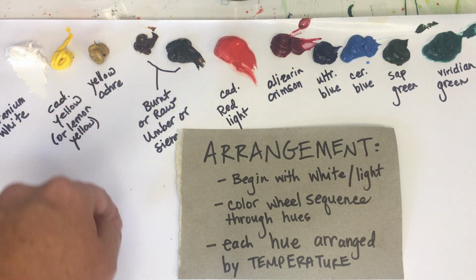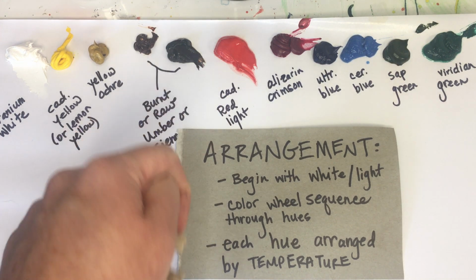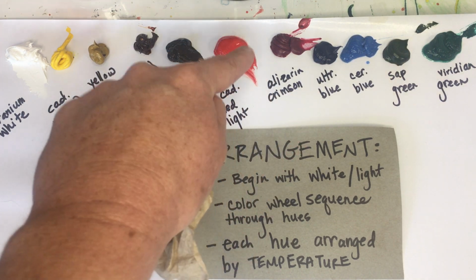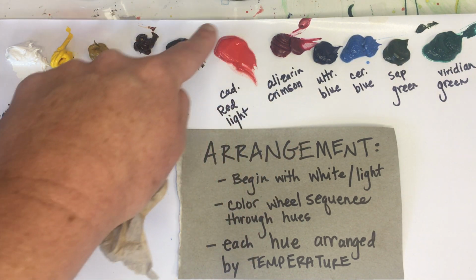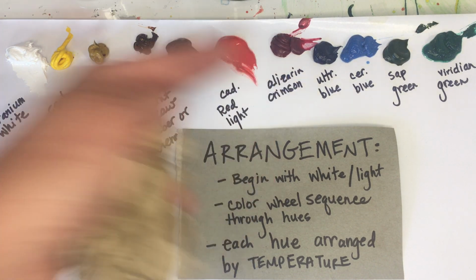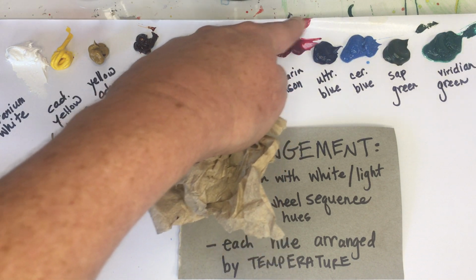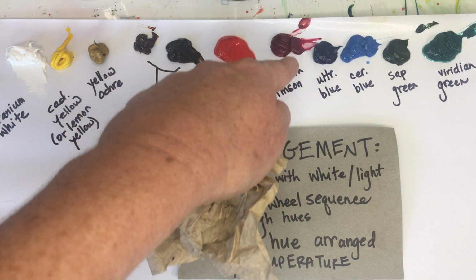This is warmer, that's cooler. Within the oranges, sienna is warmer, umber is cooler. Cad red light and alizarin crimson. Cad red light is warmer. It looks like it has more yellows in it. Okay, it's almost orangish. Alizarin crimson is a cooler red. It looks like it has almost a little bit of blue in it. It's a little bit closer to violet or purple.